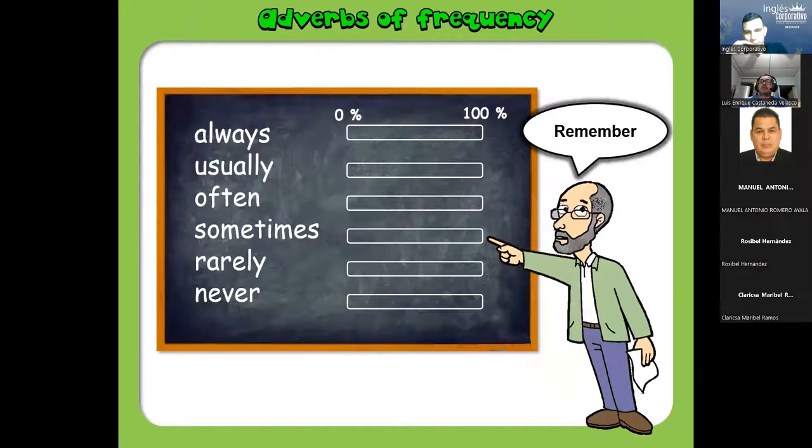Ok, entonces, podemos utilizar que para always, vamos a tener una probabilidad de 100%. Usually, puede ser un 80, podemos decir, often, un 70. Sometimes es 50. Rarely puede ser un sinónimo de seldom. Y never es que nunca suceda.